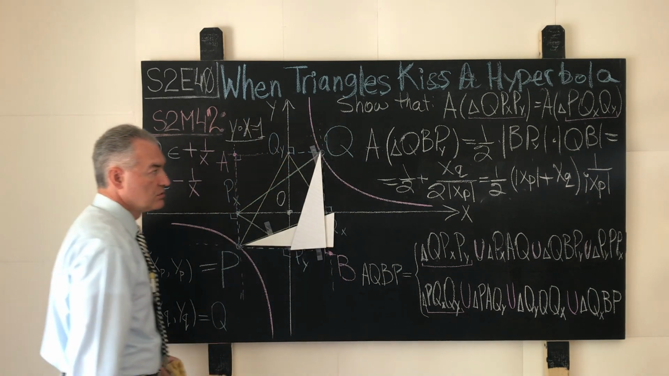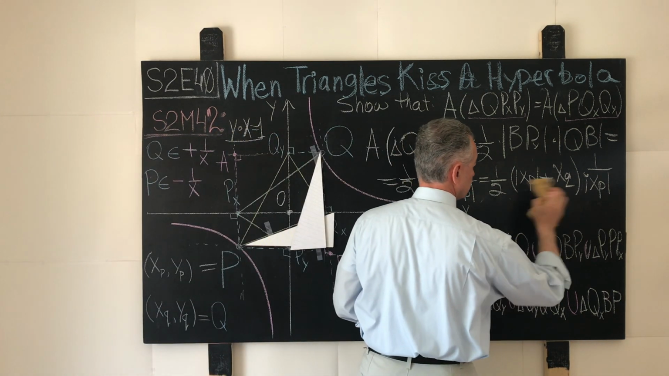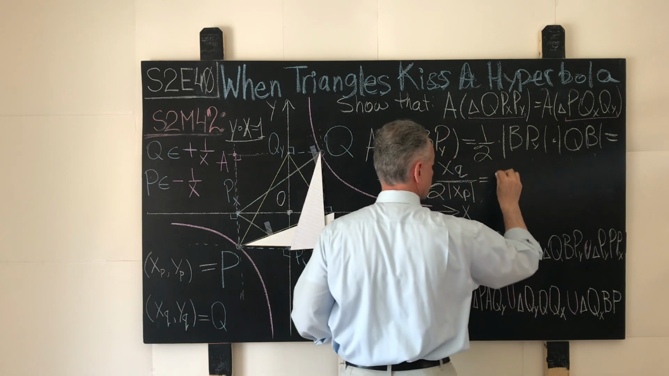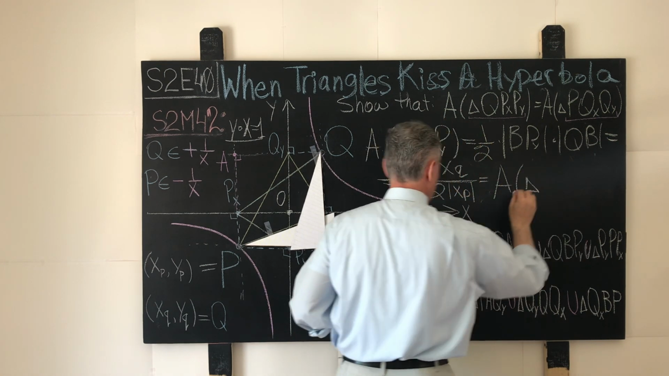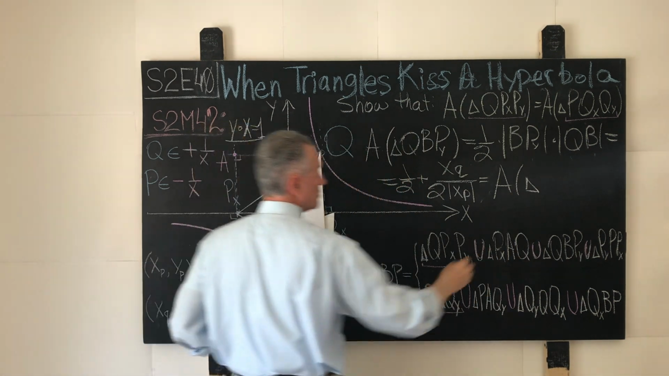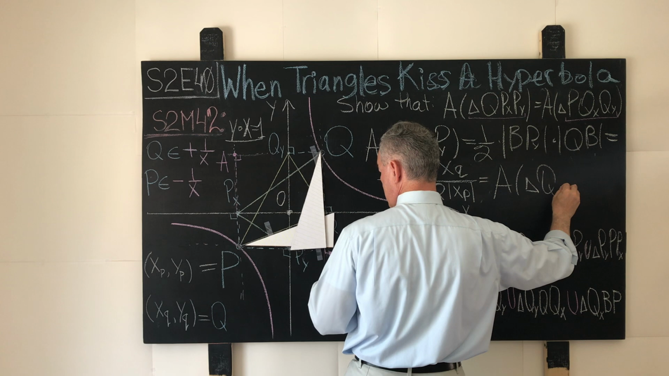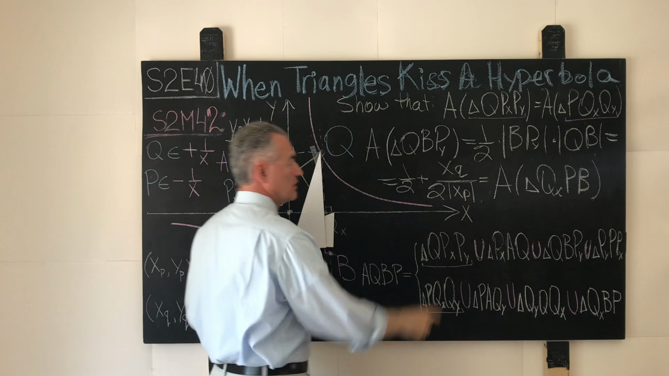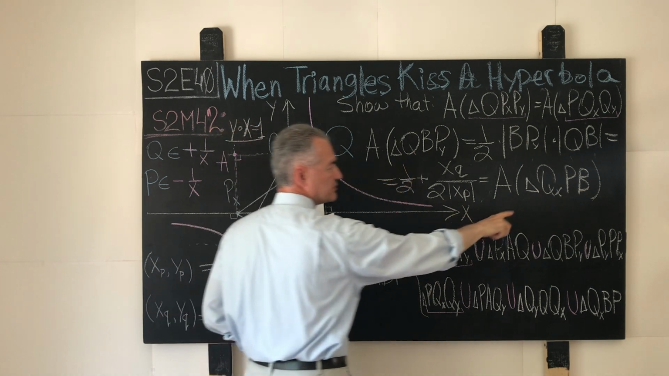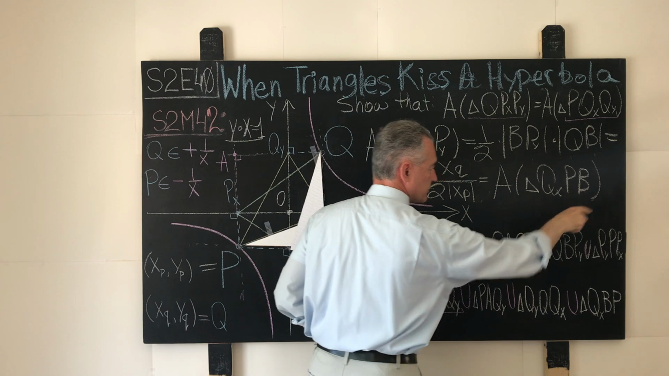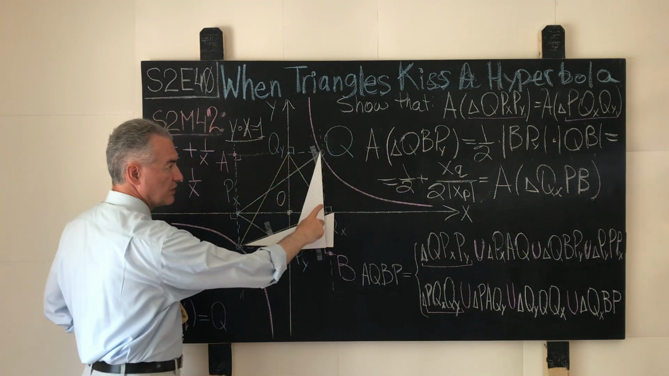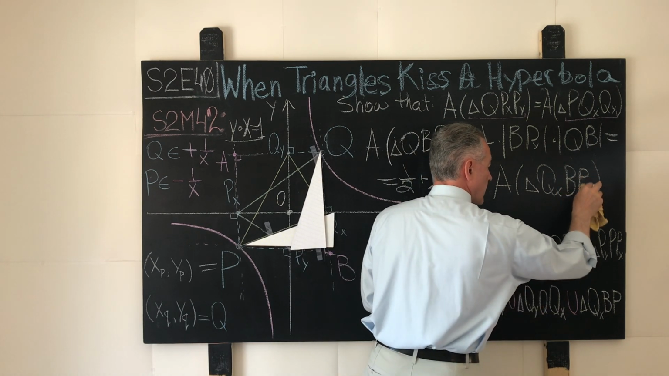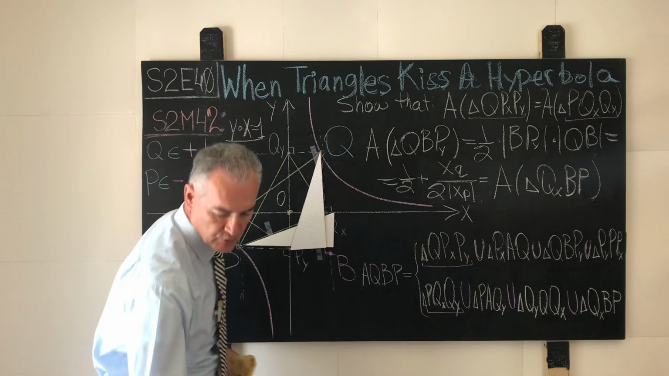Voila, there you go. Let's replace the string of symbols with its official name. The area of the triangle QBPY is equal to the area of the triangle QXBP. And at this point, what can we do?